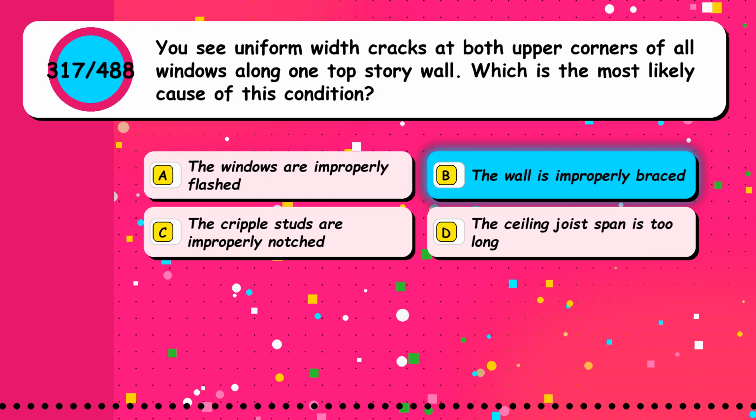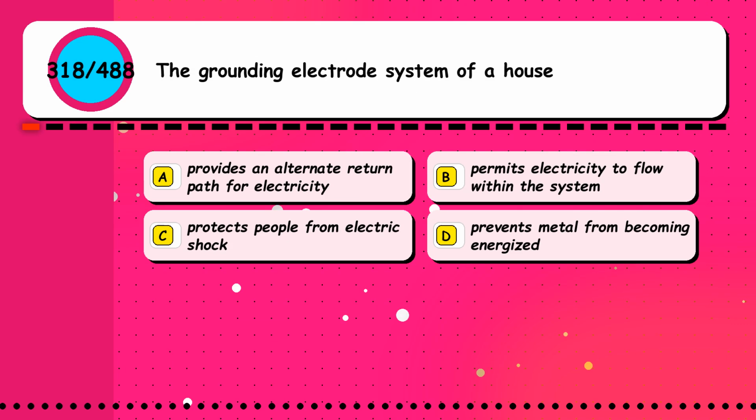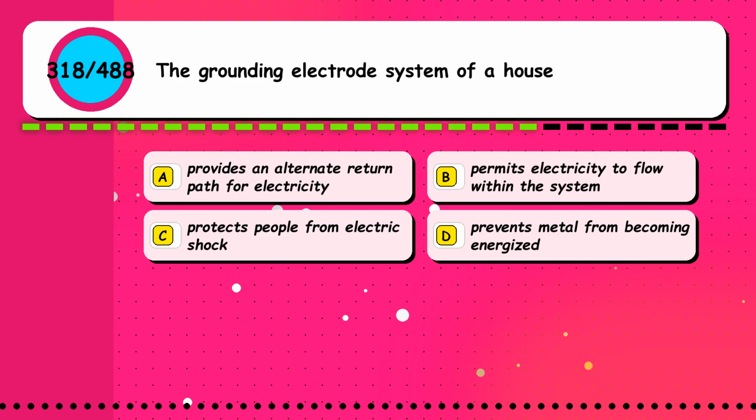The correct answer is option B, the wall is improperly braced. B, the wall is improperly braced. Question 318. The grounding electrode system of a house: Option A, provides an alternate return path for electricity. Option B, permits electricity to flow within the system. Option C, protects people from electric shock. Option D, prevents metal from becoming energized.